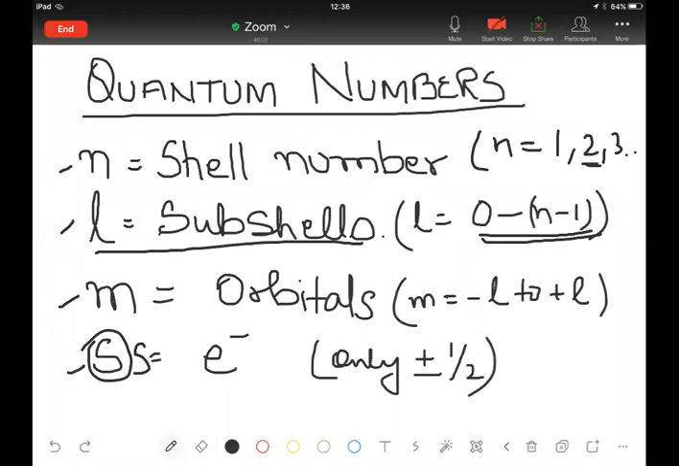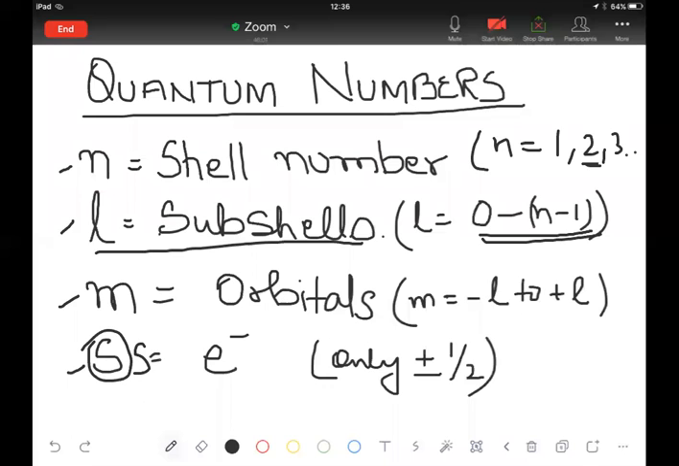If l is given, then you can understand. Let us say the shell number is 3 and the l number is 0. That means it is in the s subshell. L equal to 0 means it is in the s subshell. L equal to 1 means it is in the p subshell. L equal to 2 means it is in the d subshell.